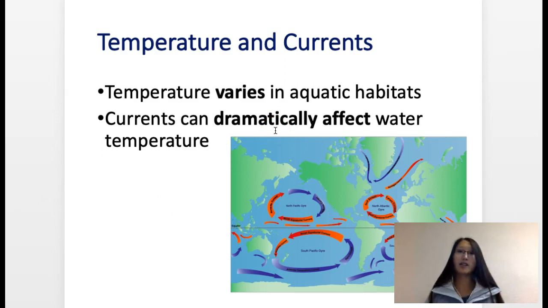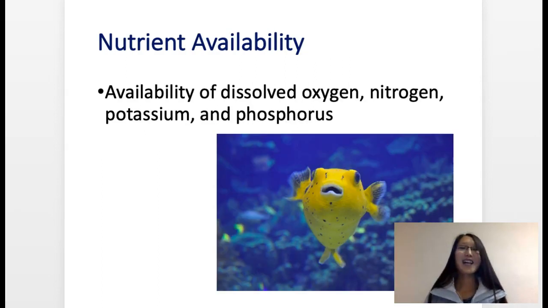The next one is temperature and currents. It just makes sense. Currents affect temperature, and temperature itself affects the habitat for aquatic organisms. The next one is nutrient availability. It's important to know what a nutrient is. A nutrient is matter that can supply the cell activities for a certain living organism. So it has to be something that you can get a hold of. This means sunlight is not a nutrient.